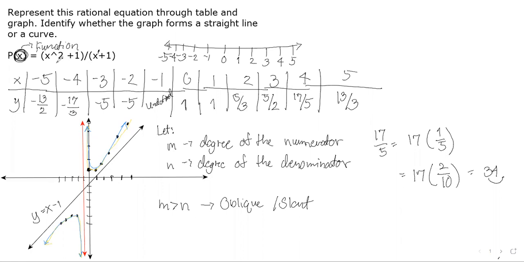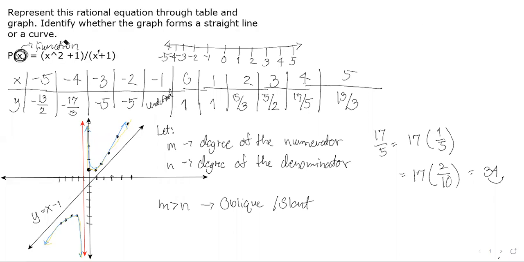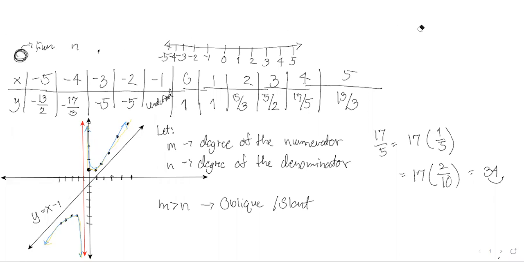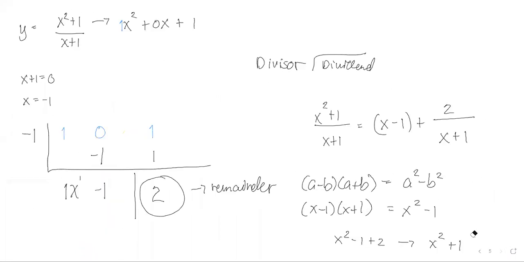Kapag nadi-divide nyo pa to na factorable pa to, kumbaga, kung ganito yung problem, huwag nyo natanggalin yan. Kung ganito yung problem, medyo i-switch natin. P of x, that is x squared minus 1 over x plus 1. Kung ganyan, straight line siya.